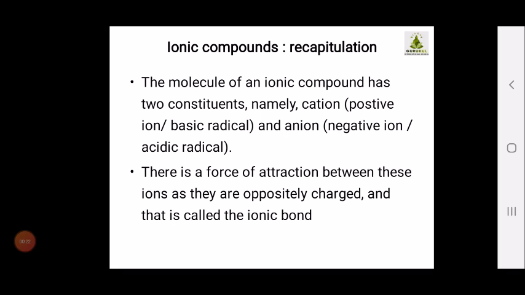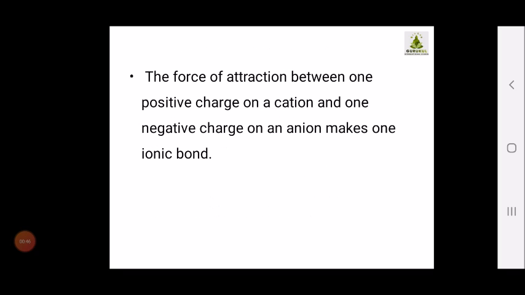Which compounds are known as ionic compounds? Children, you should know that the molecule of an ionic compound has two constituents, namely the cation, that is the positive ion or basic radical, and the anion, that is the negative ion or acidic radical. There is a force of attraction between these oppositely charged ions, and it is called the ionic bond.